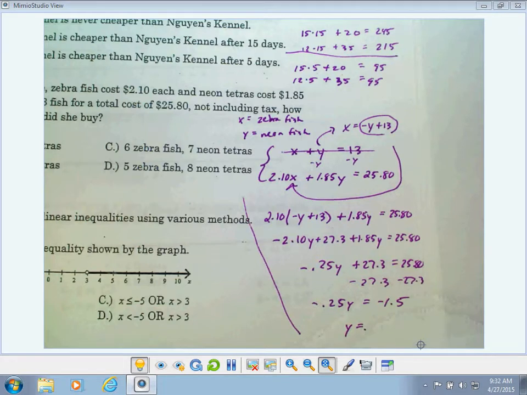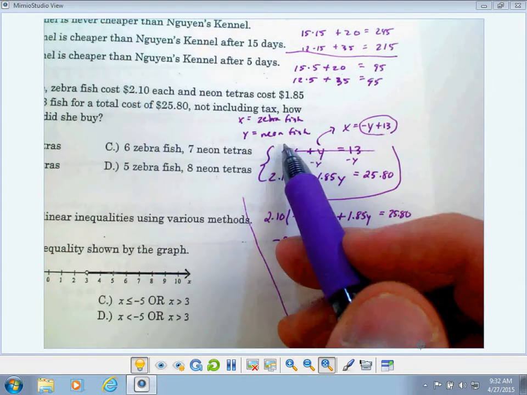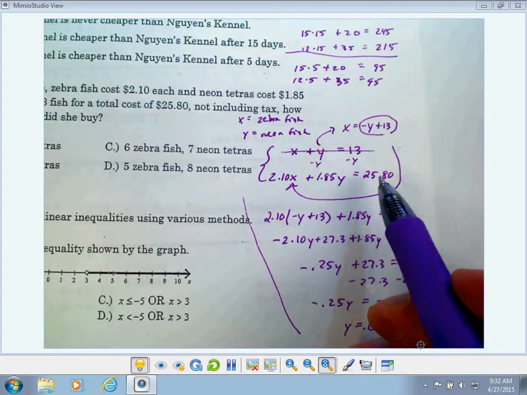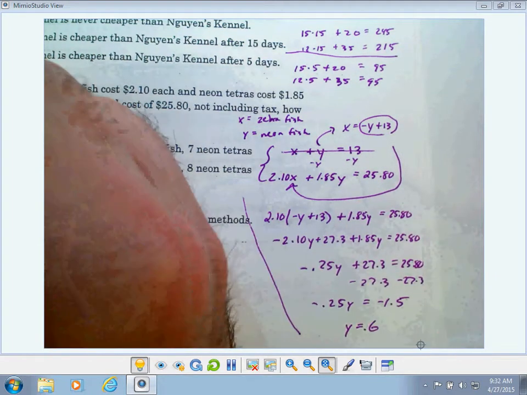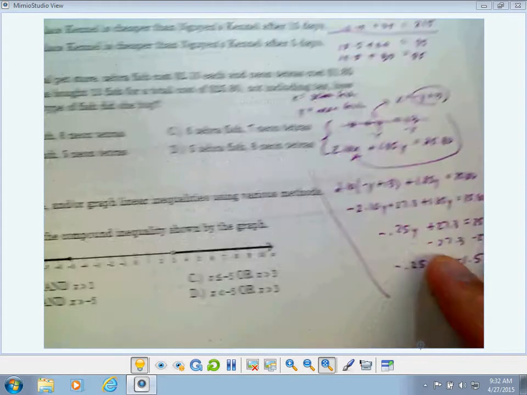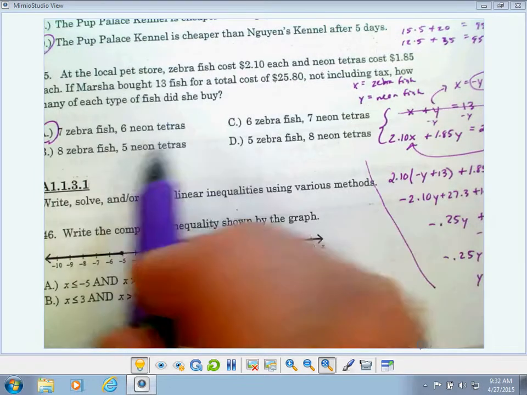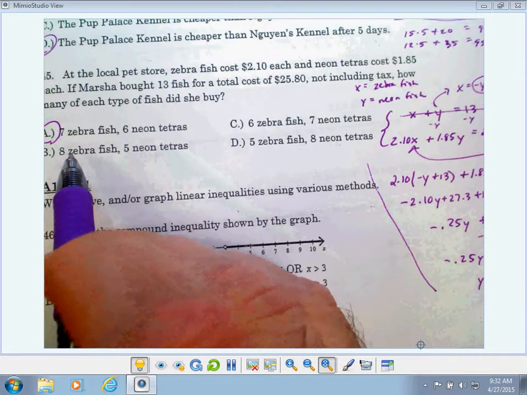And when I divide, it's going to be a positive number. 1.5 divided by 0.25 is going to be 6. So if y is 6, we know she bought 13 total, then she must have bought 6 of the y's, which are 6 neon fish, so she must have bought 7 zebra fish. So the answer is A for this one. We know she bought 6 neons, so she must have bought 7 zebra.